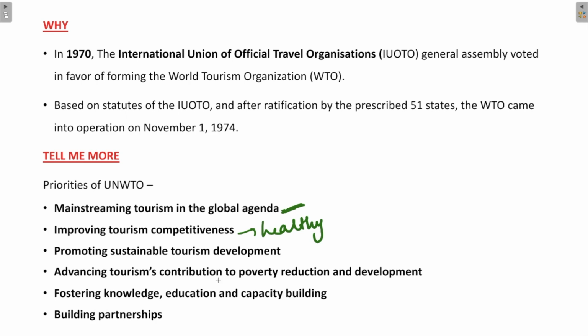Next is advancing tourism's contribution to poverty reduction and development. If we believe in developing one sector of the society, then it should obviously contribute towards poverty reduction and development of the people all around that sector. Next is fostering knowledge, education, and capacity building. So if we are not educated regarding tourism, or the development of tourism, then there is no use of mainstreaming tourism in the global agenda. The next one is building partnerships between countries, so that they could boost tourism. So these are some of the priorities or the main focus areas of the United Nations World Tourism Organization.